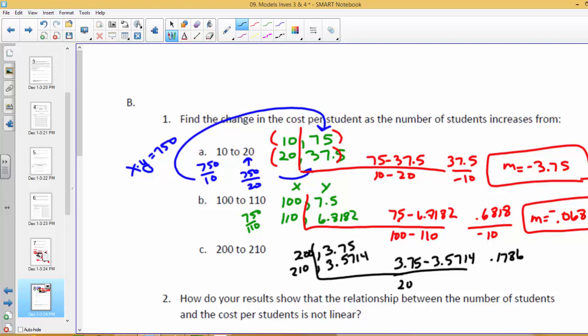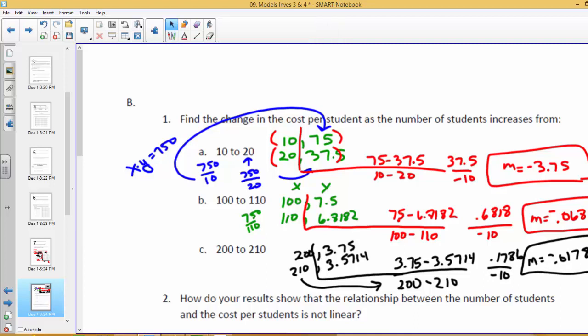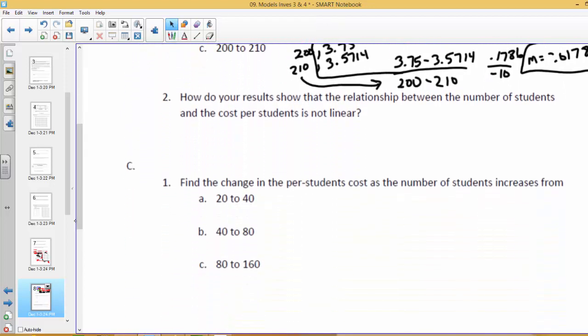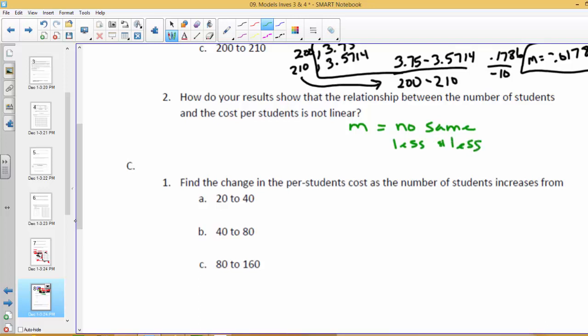And then you have 200 minus 210, which is negative 10. So this slope is negative 0.01786. This is just showing that you are losing less and less every single time your x increases. So the slope is not the same. It is less and less. So that's how you know it's not linear.